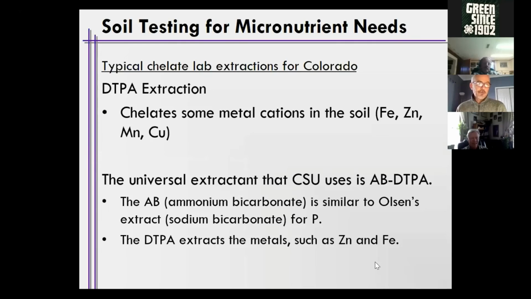multi-extractant for Colorado soils. This extractant uses ammonium bicarbonate to extract phosphorus. You can actually use it to extract potassium if you were interested in potassium. Most of us probably are not, but it can be used for potassium as well. And then the DTPA is used for chelating micronutrients. Most of you probably use the first chelating extraction.